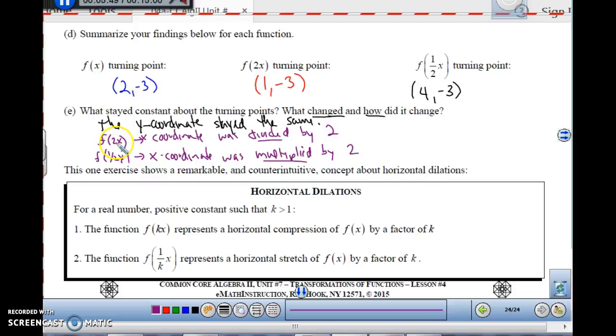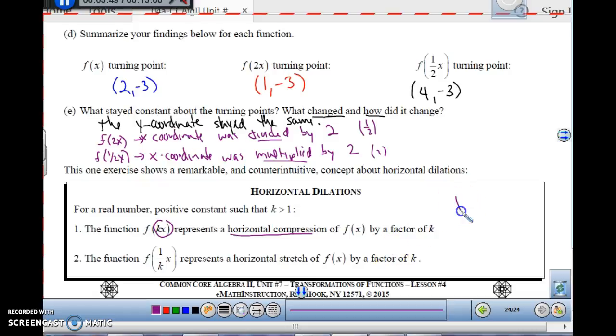Okay, so when we had 2x, it's basically you took half of what you did. And when it was 1/2, you multiplied it by 2 instead. So it's counterintuitive except for horizontal dilations. So when you are doing this by a whole number, if k of x represents a horizontal dilation, if k is greater than 1, it's going to be a horizontal compression by a factor of k.